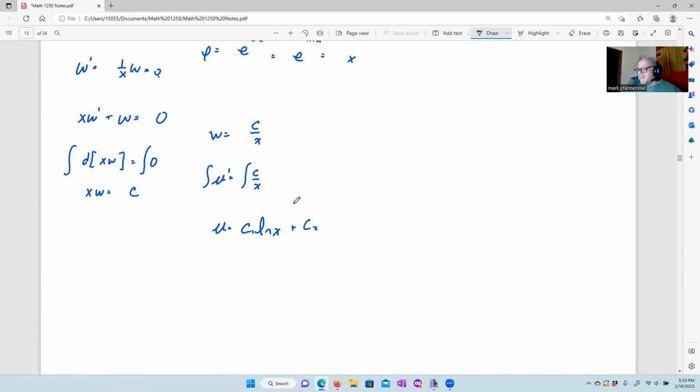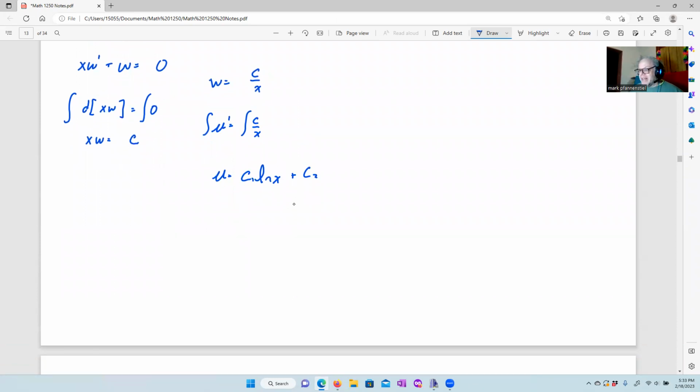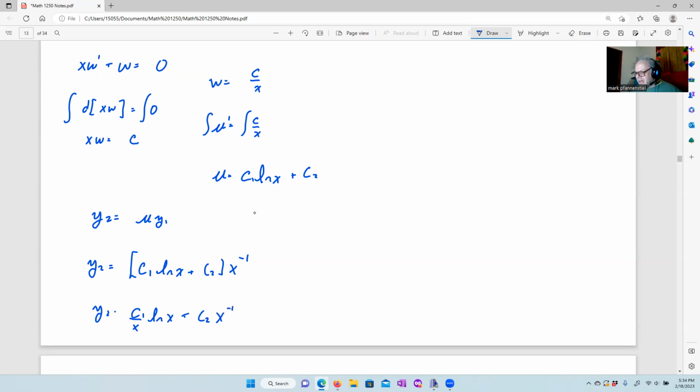Okay, and now going back to resubstitute way back at the beginning, right? We had y2 was equal to u y1. Well, what was y1? y1 was x to the negative 1. So y2 is equal to c1 ln x plus c2, and then my y1 was x to the negative 1. So my y2 is equal to c1 over x times ln x plus c2 x to the minus 1.